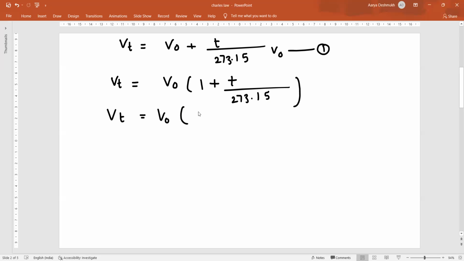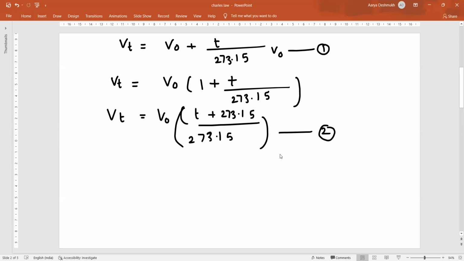Now again further you can write this as Vt equals V0. Now simplify this. This will be T plus 273.15 divided by 273.15. You are taking LCM here. So this will be our equation number 2. This is simple mathematics. So further you can write.